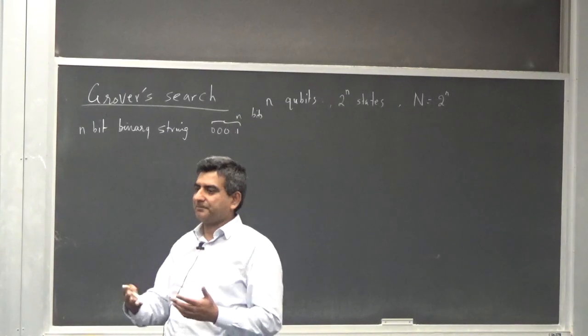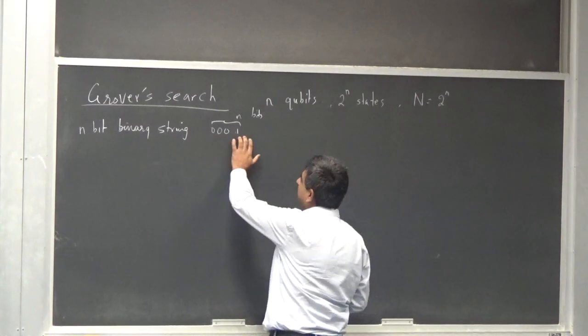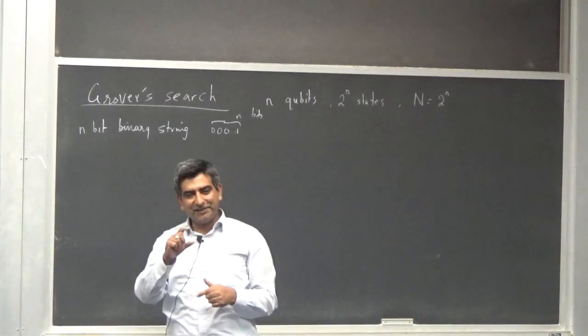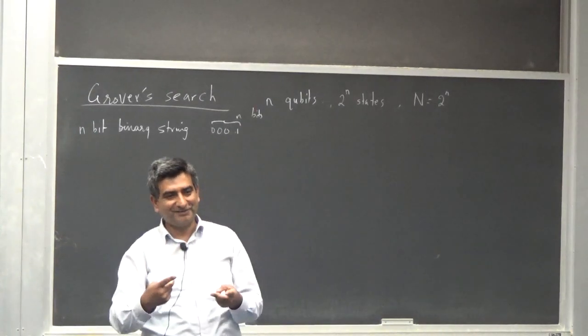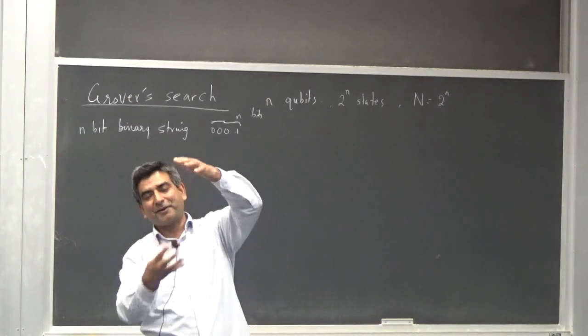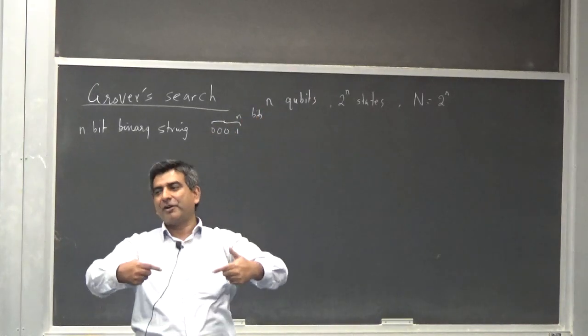So you're doing a search, and you have n bits, which means that each number is n bits long, and since each bit can have 2 values, zeros and ones, it's a binary directory, there will be 2 to the power n, small n, or capital N possible numbers, and you want to find out one of them.